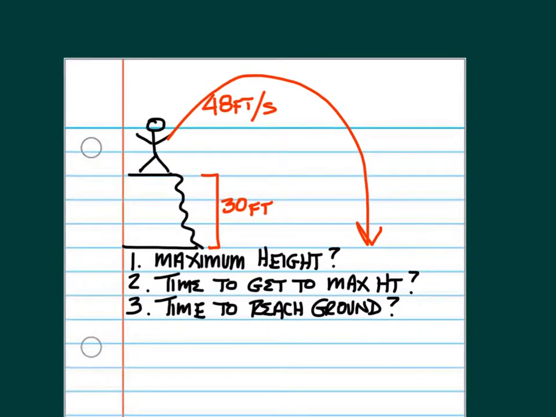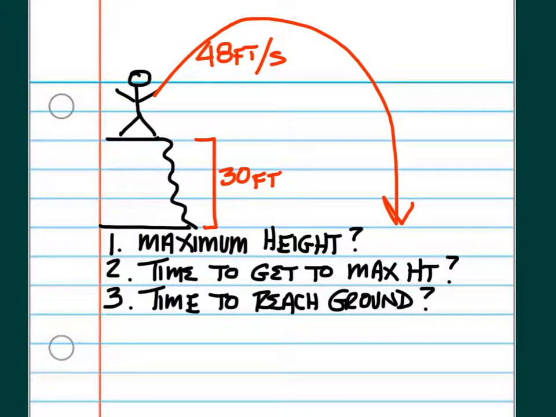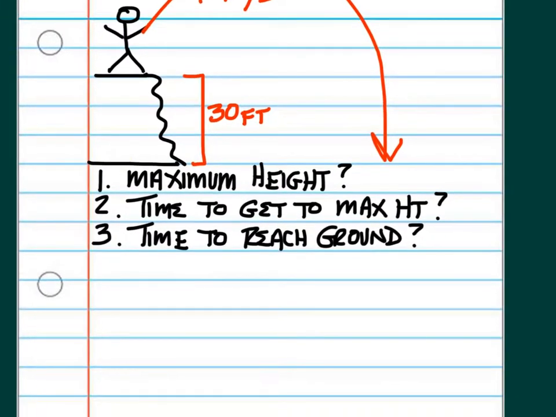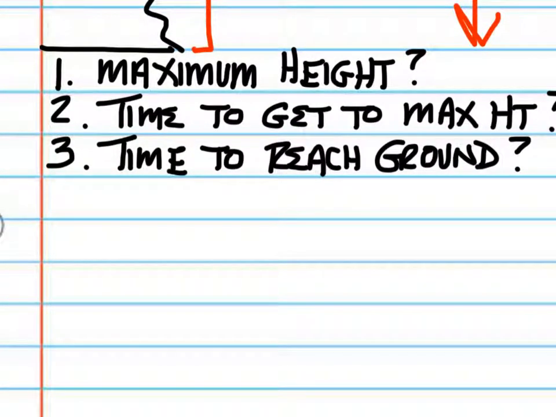In this problem here, the first thing you have to recognize is what formula are you going to use? Is it going to have a negative 16 in it or a negative 4.9? It's going to have a negative 16 in it. This person is standing on a ledge. 48 feet per second is the velocity that he throws a ball with, and the ledge is 30 feet high. The formula would have to be this.